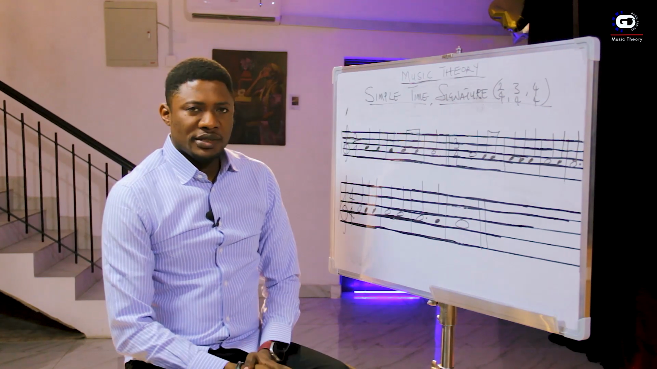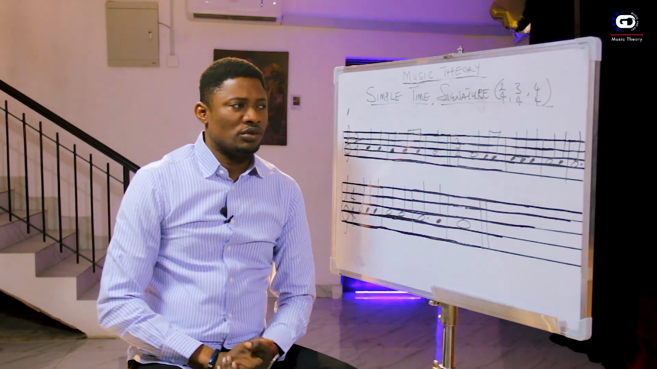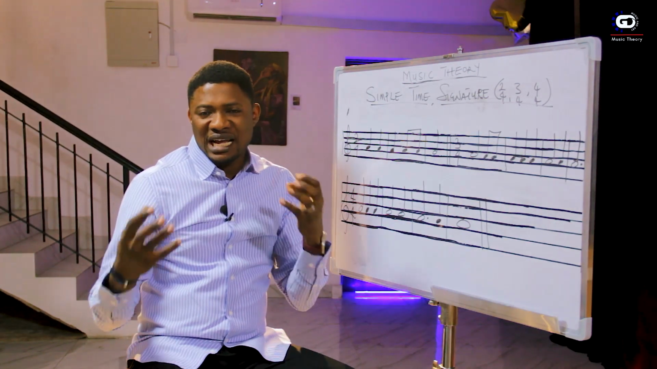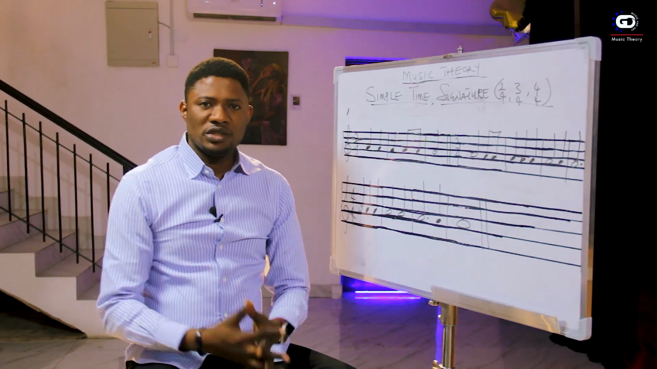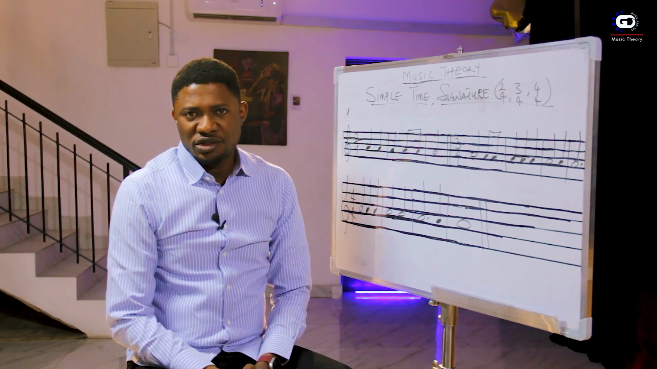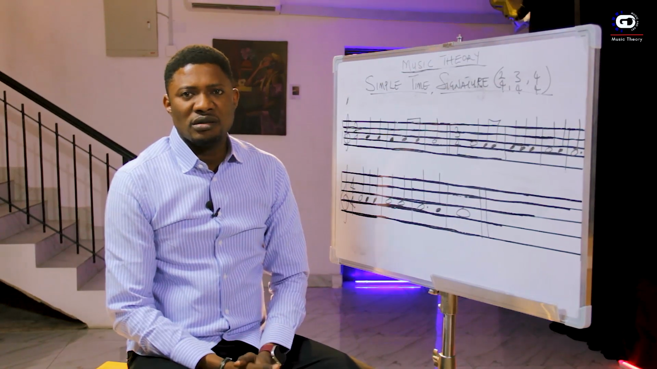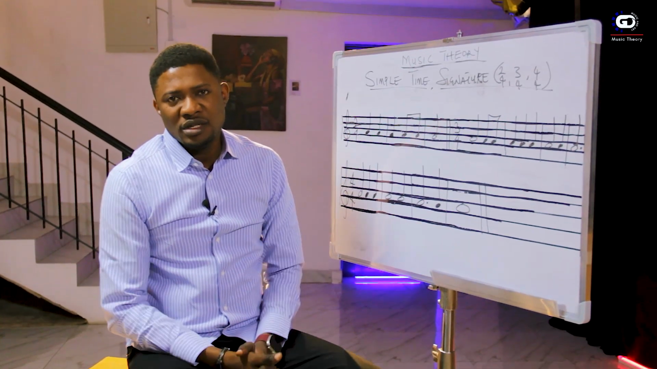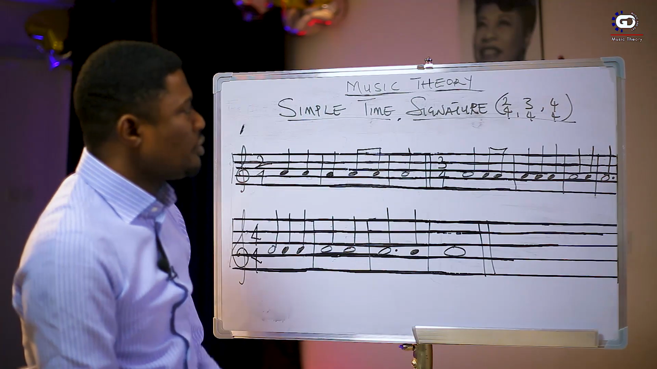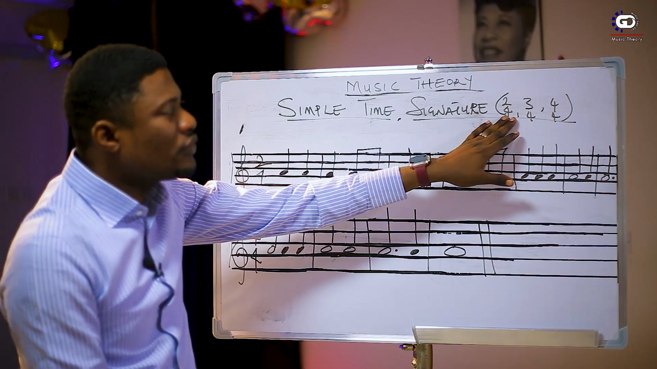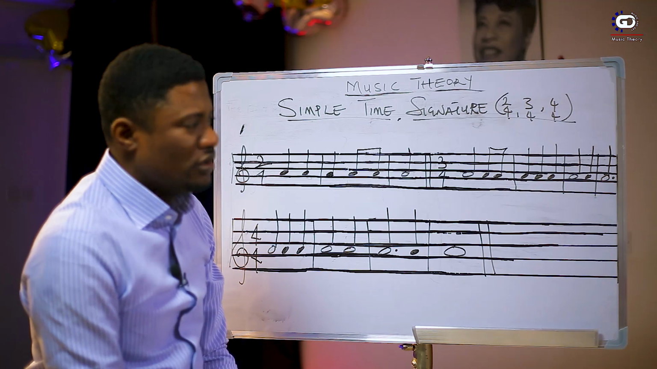Let's talk about simple time signature. Time signature in music is two figures we use to decode the timing of music. Every piece of music you listen to has a time signature, regardless of whether it is classical music, pop music, or gospel music. All music has a time signature. Now, we want to talk about the simple time signatures. We have the 2/4 time signature, the 3/4 time signature, and the 4/4 time signature.